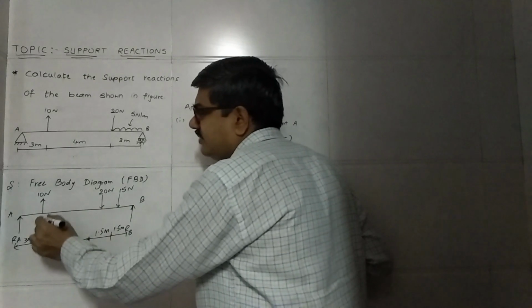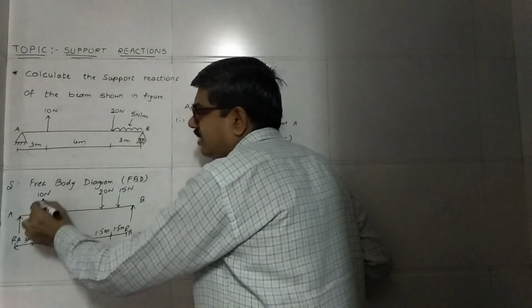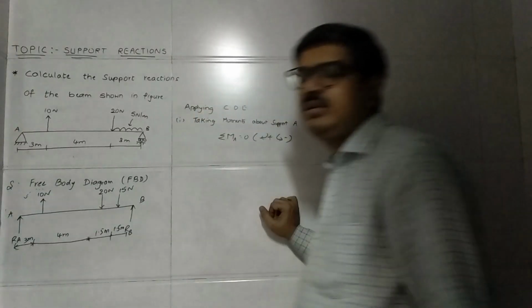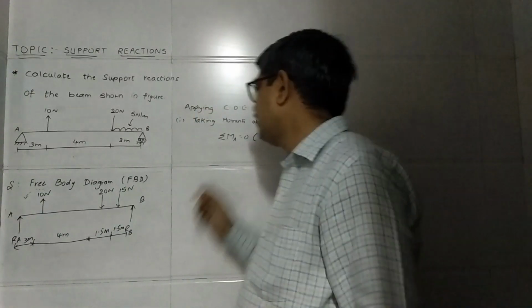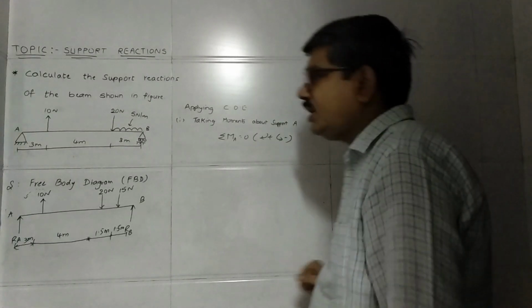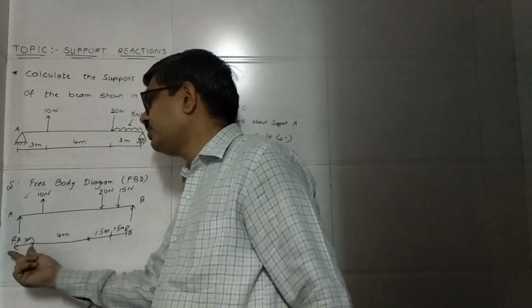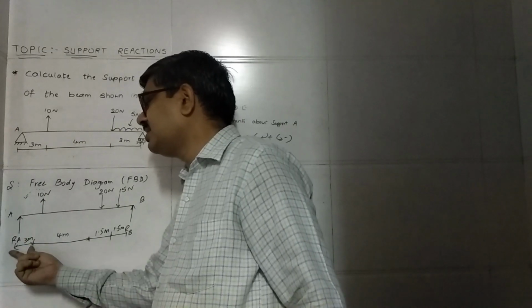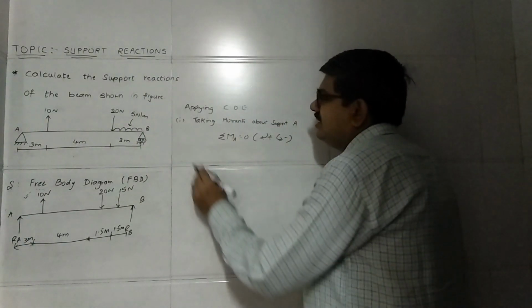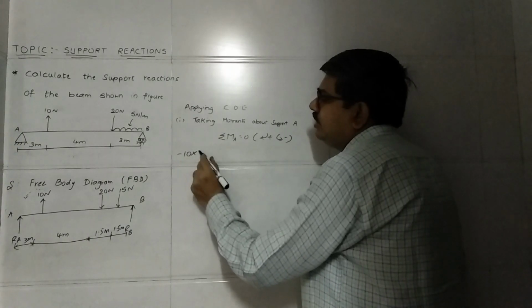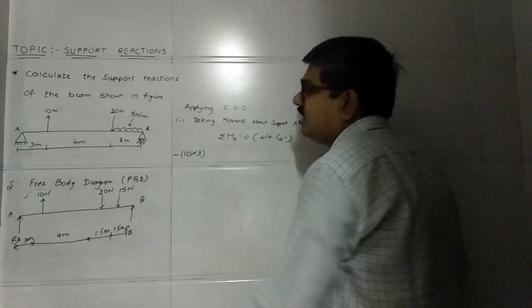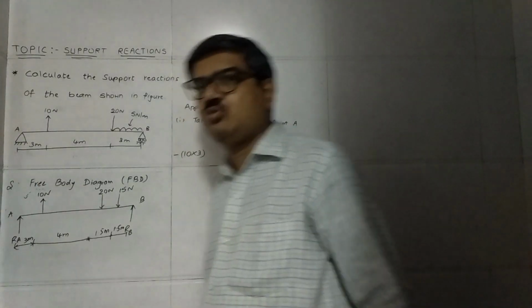First I will consider this one. This is acting in upward direction. If you try to turn this towards A, it will turn in anti-clockwise direction. So anti-clockwise sign is negative, and the moment is force into distance. So 10 newtons, and the distance of this 10 newton force from A is 3 meters. So minus 10 into 3. The negative sign shows that this is turning in anti-clockwise direction towards A.